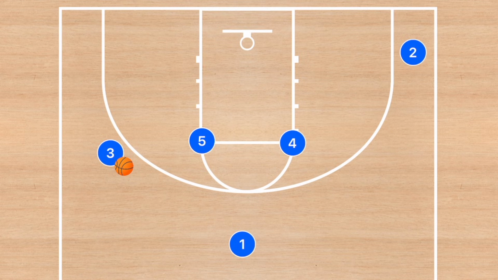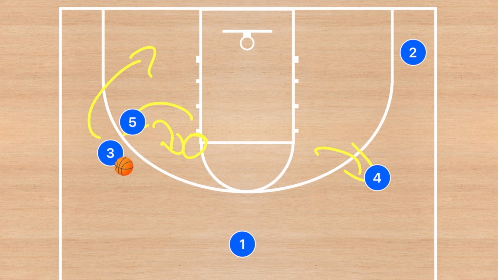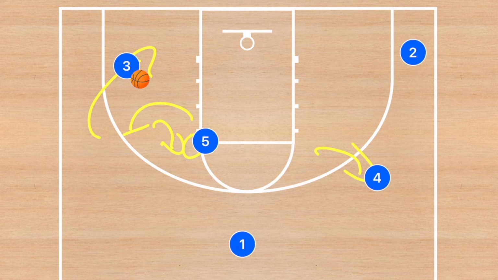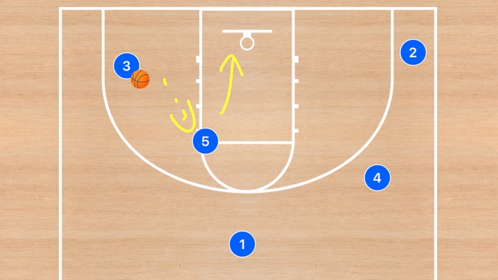So I've seen some teams run it so that now player 3 can attack or take the 3, or player 5 sets the screen on this side, he rolls towards that high post and player 4 clears. If this is the case, then player 3 can shoot, drive, or pass over to player 5 for the mid-range shot, depending on how defenses play you.